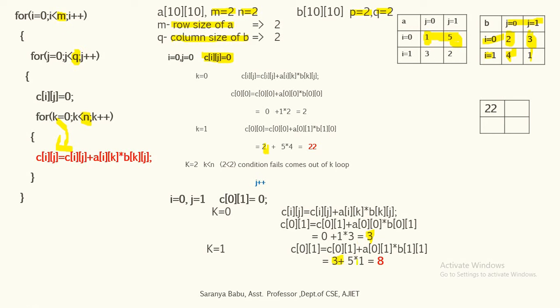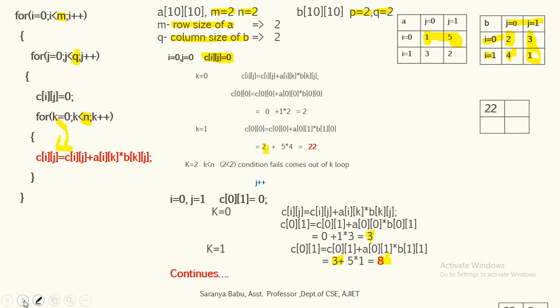3 plus A of 0, 1, which has the value 5, into 1, the second element of the column, will be multiplied and the final result will be 8. That will be stored in the C of 0, 1 location. That is how the first row and the second column will be calculated.